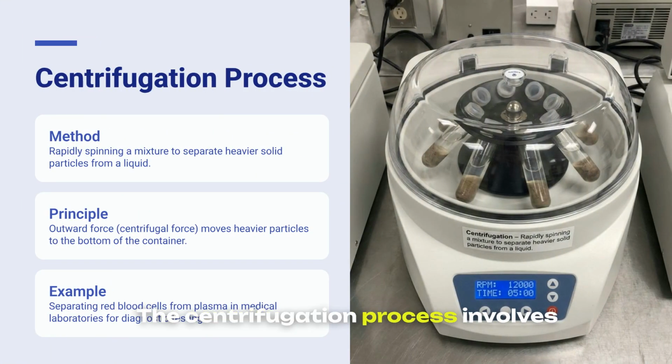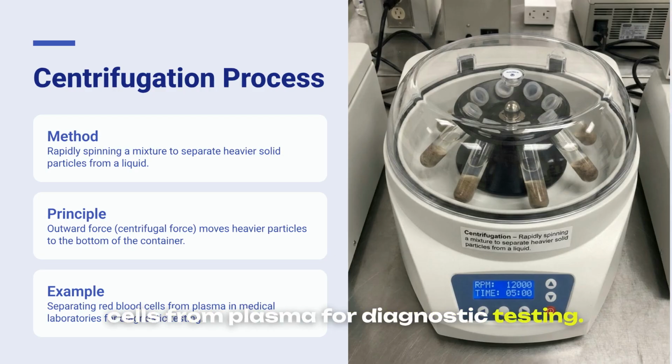The centrifugation process involves rapidly spinning a mixture to separate heavier solid particles from a liquid. The centrifugal force moves heavier particles to the bottom. This is used in labs to separate red blood cells from plasma for diagnostic testing.